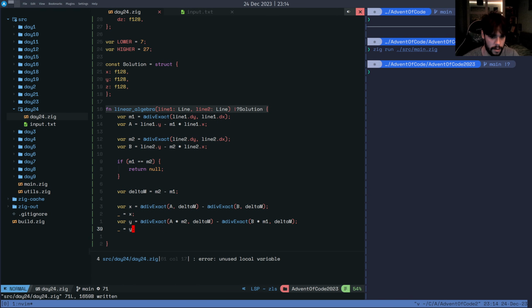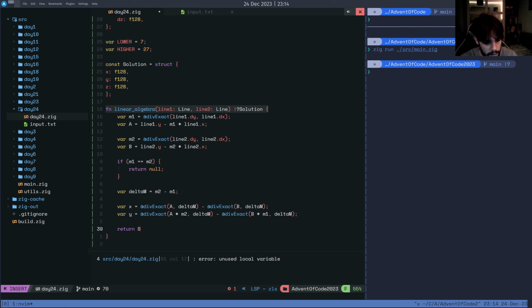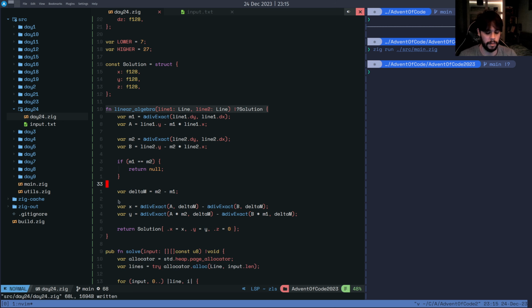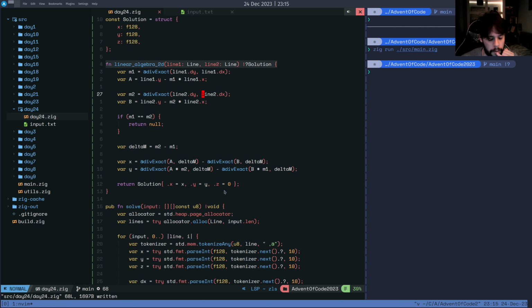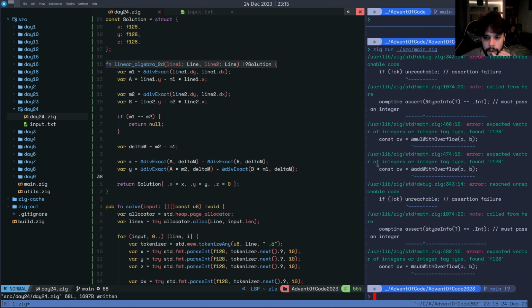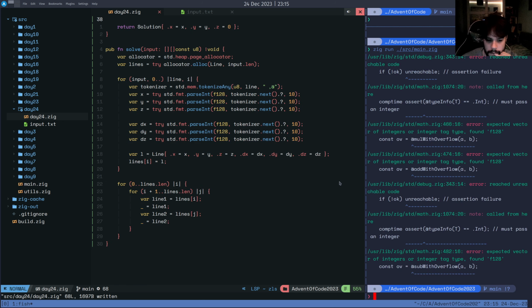We should get these. So then we do a return solution where dot x equals x, dot y equals y, dot z equals 0. Well, eventually it will be something, but in your Algebra 2D, there we go, we called it that. Do we compile? We do not compile. Why don't we compile?